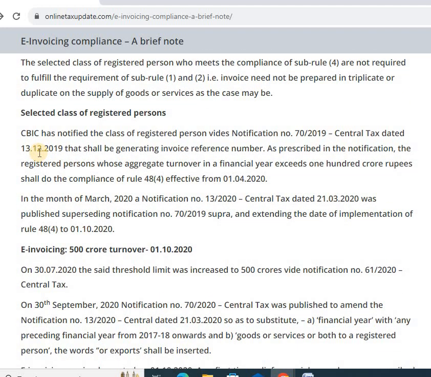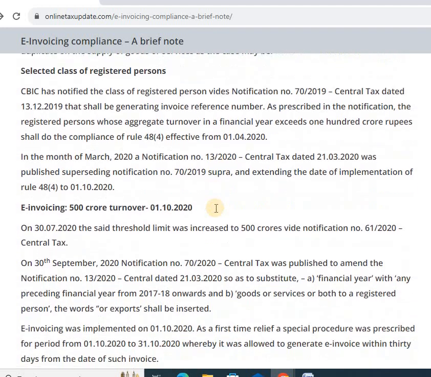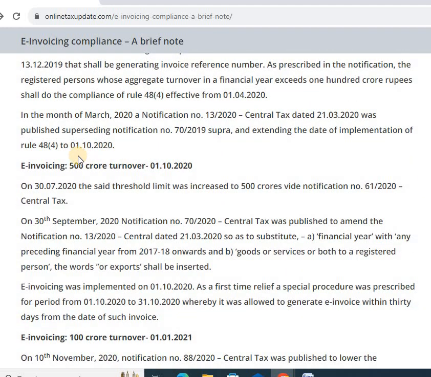Selected class of registered person. CBIC has notified the class of registered person via notification 70 of 2019 that shall be generating an invoice reference number. Initially, the limit was set as 100 crore and it was to be effective from 1st of April 2020. Thereafter, this notification was superseded and a notification dated 21st of March 2020, 13 of 2020 was issued, where the implementation date was 1st of October 2020 for e-invoice, and the threshold limit was kept as 500 crore.